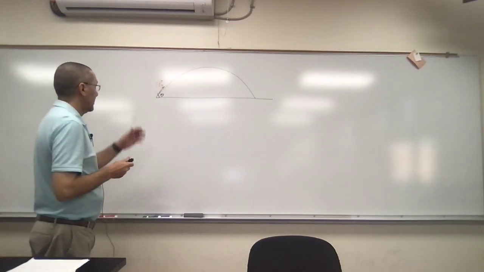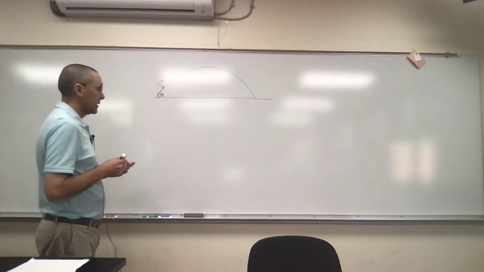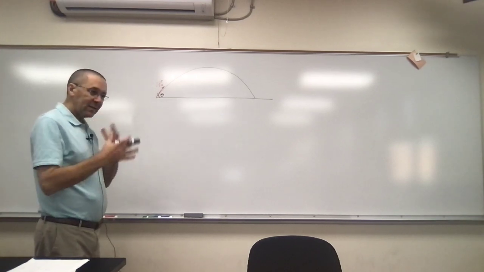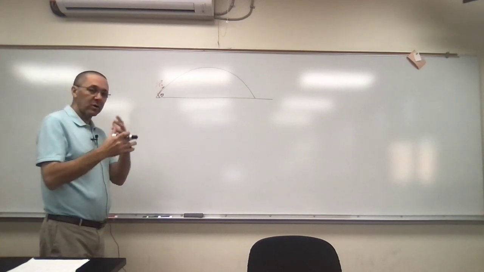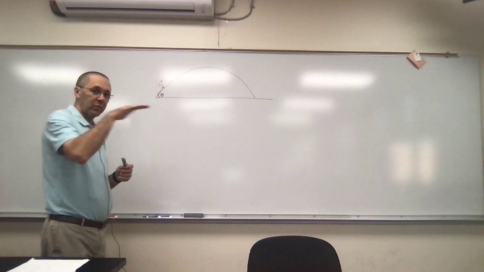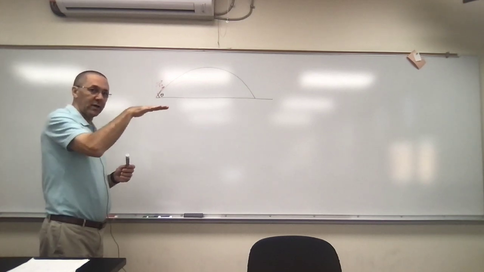Hi everyone. Now that we've done projectiles, horizontal projectiles, I'm going to do some projectiles at an angle. The ideas are the same, but now there is an angle. So there is a vertical component to the velocity. Initially we fired this way, so there was nothing going up or down. So it was just straight out.